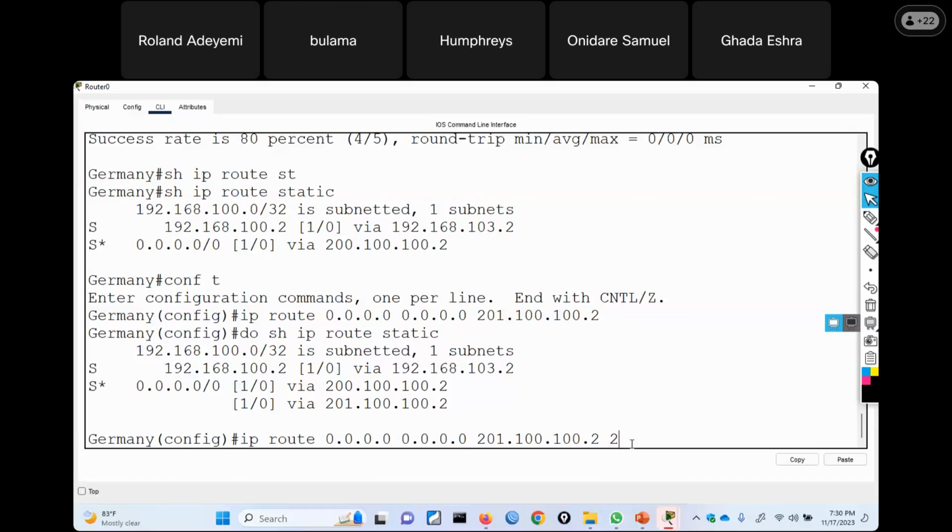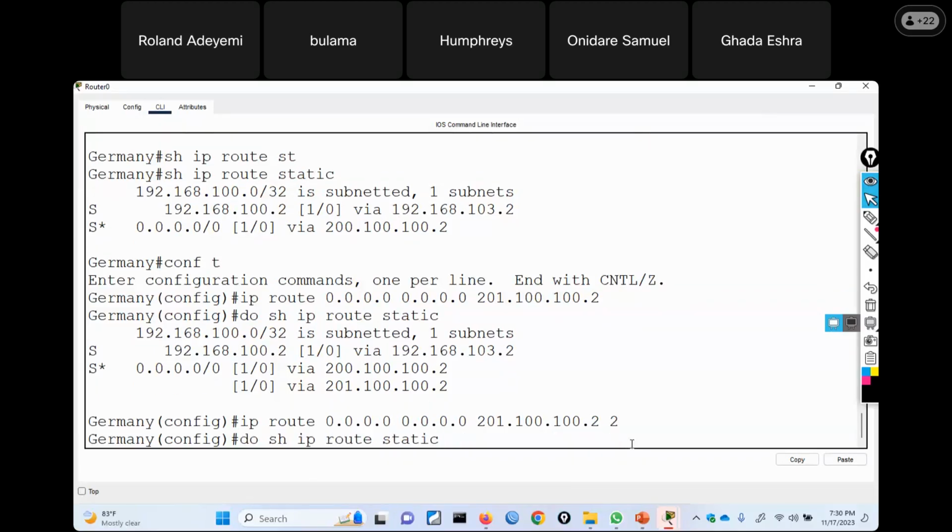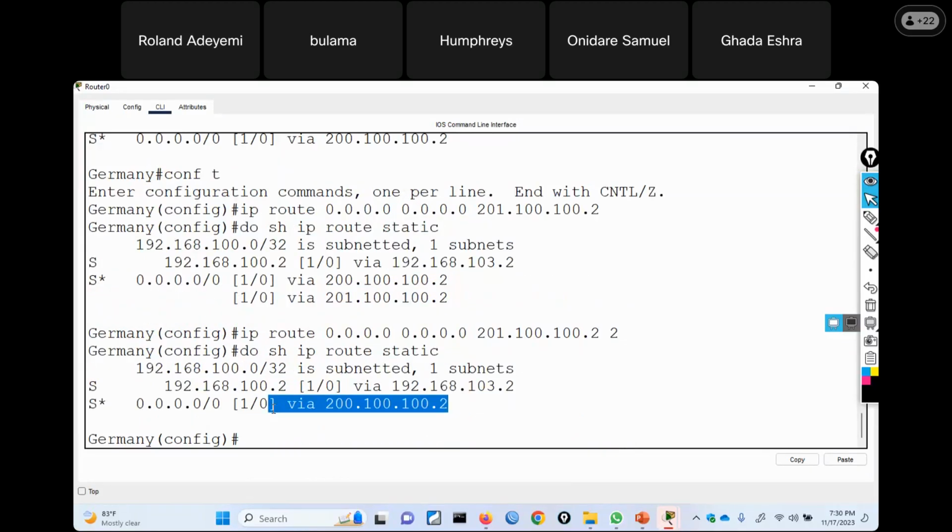So if I do that and issue that command again now, you see that network has disappeared. The second route has disappeared. So it is only service provider 1 that will be available in my routing table. So what happens when service provider 1 goes down? 2 picks up automatically. Let's shut down the interface of service provider 1. Let's see if 2 will come up.